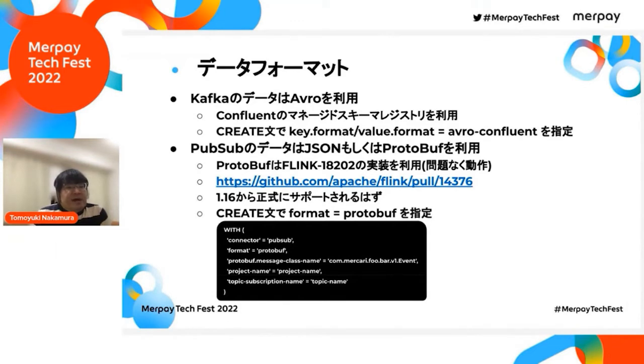We use JSON for protobuf as the PubSub data. An issue was raised in Flink-18202, and we use this implementation. It will probably be officially supported from the next version, 1.16, and can be easily used by specifying protobuf as the format in the create statement and writing the class name.